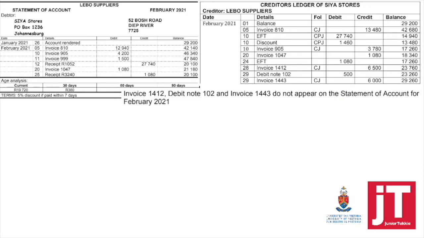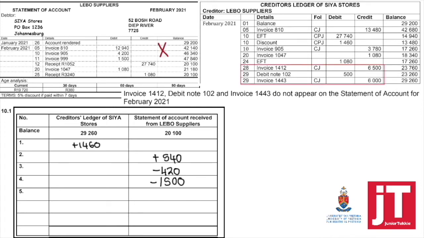The next transaction, invoice 1,412, debit note 102, and invoice 1,443 do not appear on the statement of account for February 2021. So it appears in our books. It does not reflect on the statement. It means that we will need to update the creditor's reconciliation statement.